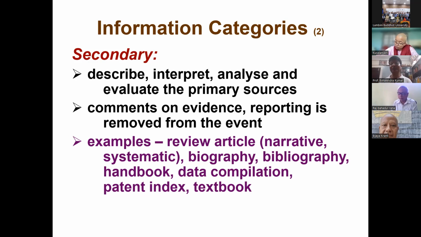Then there are biographies of some of the acharyas, written by other persons. There are even some autobiographies, where acharyas have written their own biographies. So they are also sources of our information. The bibliographies, handbooks, data compilations, patent index, and textbooks come under secondary sources.